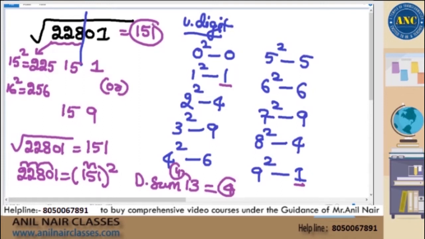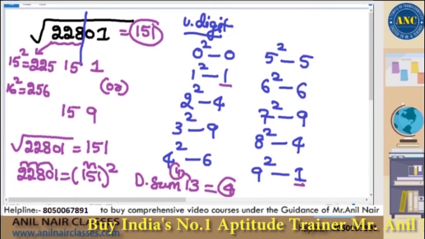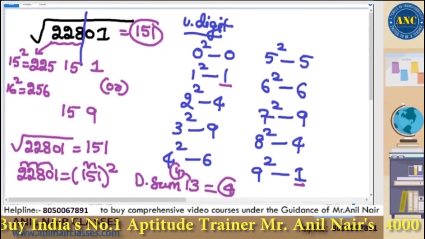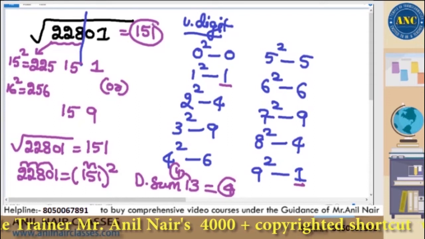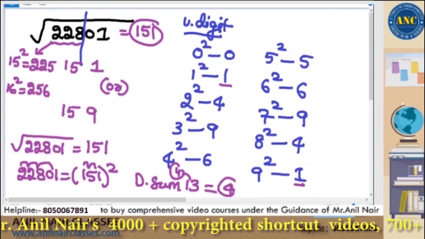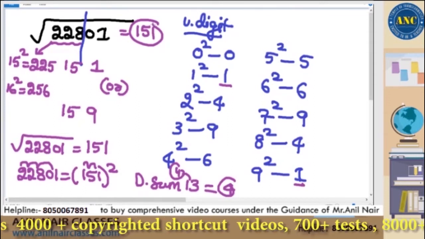Root of 22801. Unit digit is 1. If the unit digit is 1, 0 square 0, 1 square 1, 2 square. Right? Hold on, Prashant. I discussed it for number of digits. You are carrying it for how to find the value.